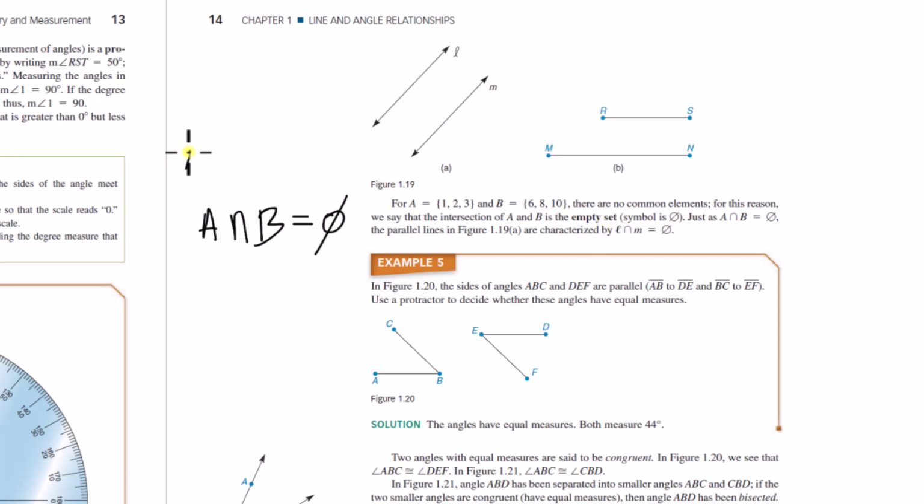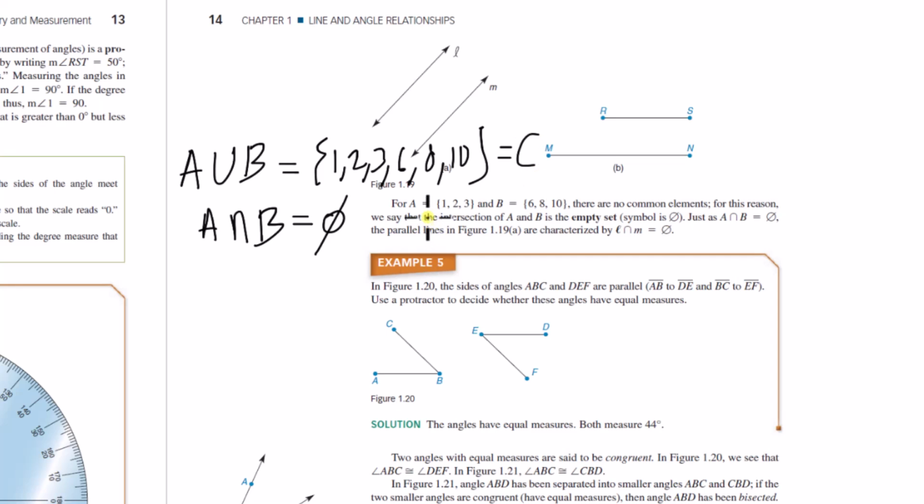Now, note that what would set A union set B be? Well, that wouldn't be the empty set. That would be {1, 2, 3, 6, 8, 10}. That would be this set. Set C, not the empty set. Okay? Just as A intersection B is equal to the empty set, the parallel lines in figure 1.19 are characterized by L intersection M is the empty set.